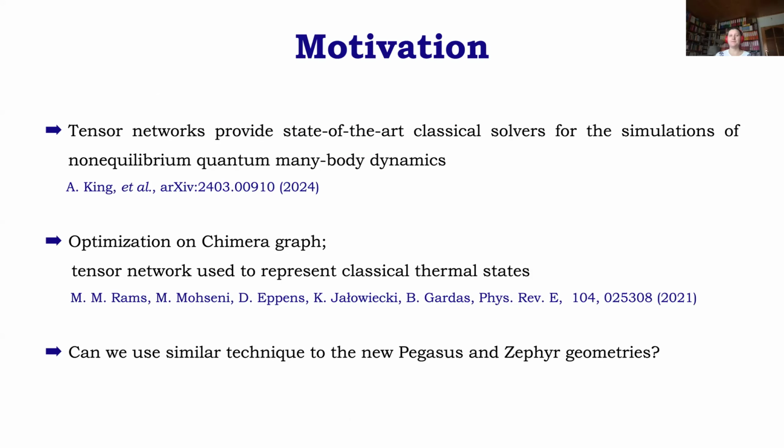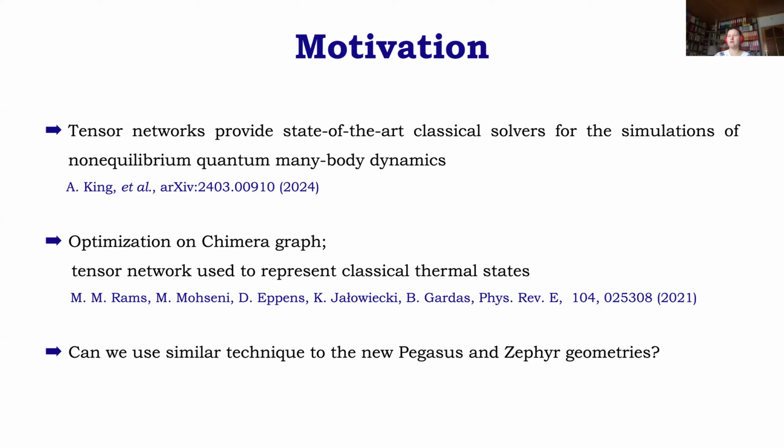We are witnessing significant progress in the development of quantum simulators. For instance, a recent paper by Andrew King discusses the simulation of non-equilibrium dynamics. In this context, it is widely believed that tensor networks are the best classical reference methods. In particular, PEPS tensor network was used there to simulate coherent quantum dynamics.